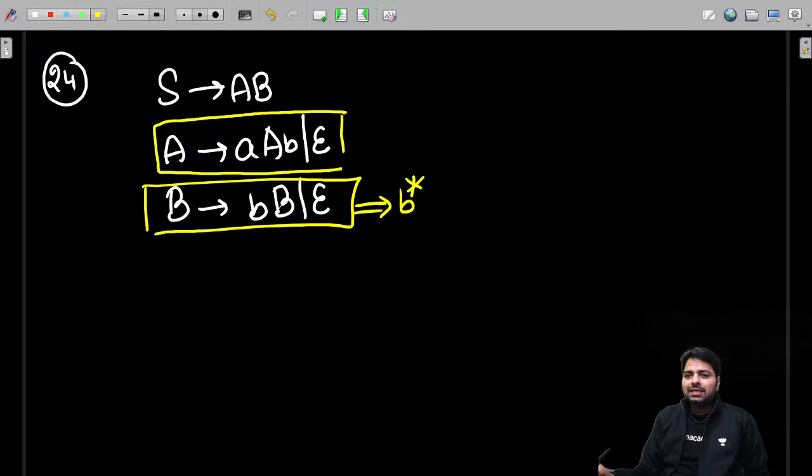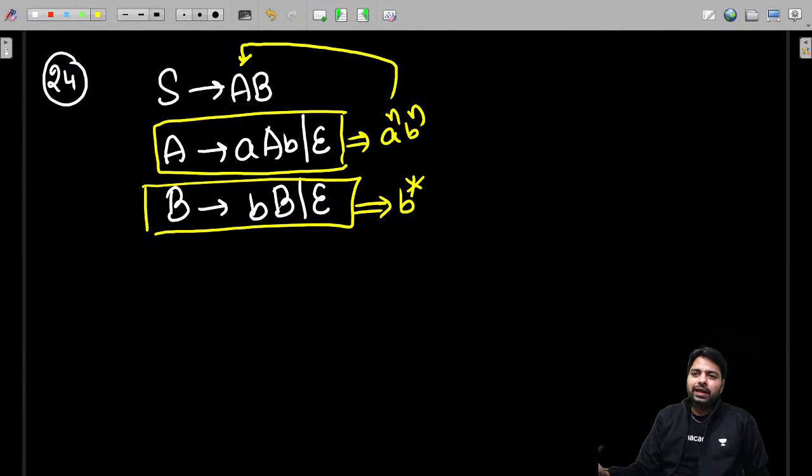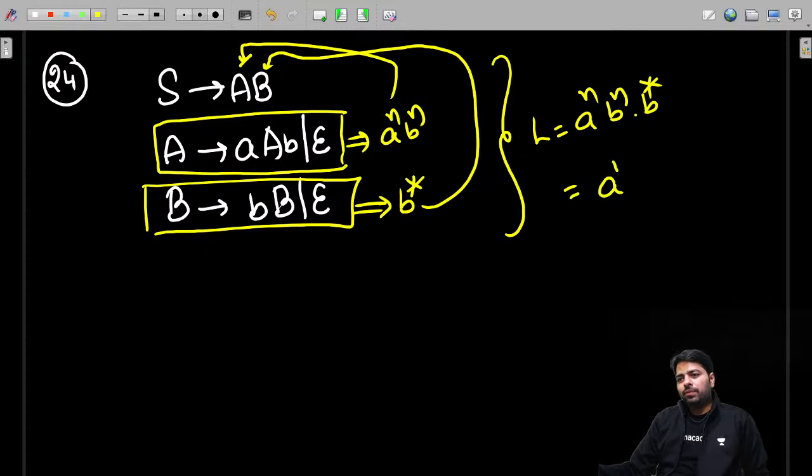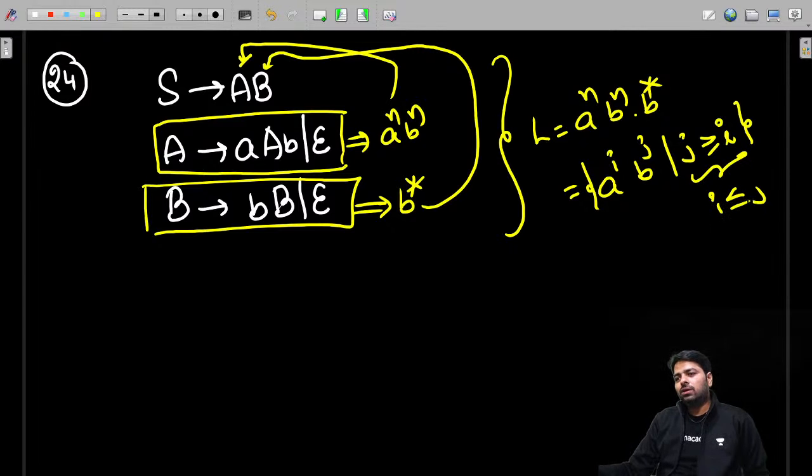The language generated by A is A's and B's, where A is followed by B's. Substitute them properly. So what is your language? A power N, B power N, where N is greater than or equal to 0, dot B star, which is nothing but A power I, B power J, such that J is greater than or equal to I. Or you can say this is the same as I less than or equal to J. Clear this point?